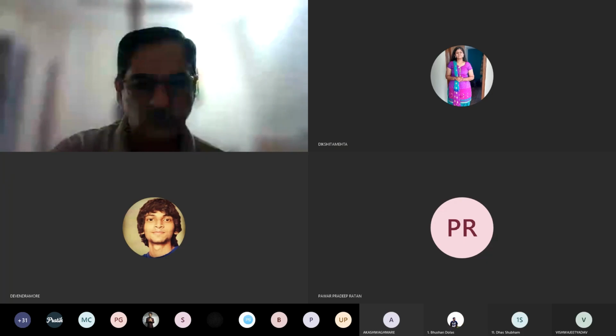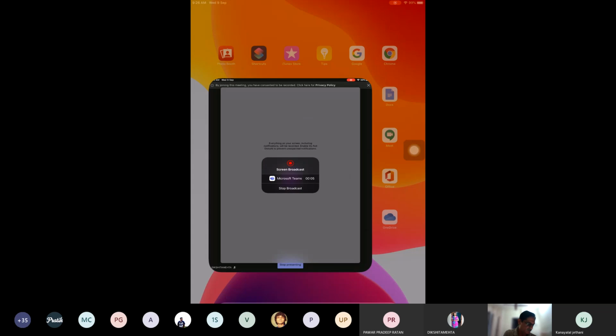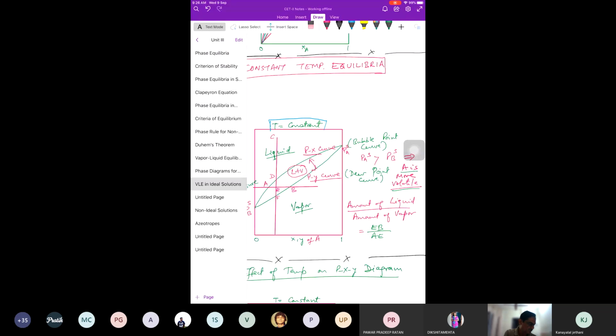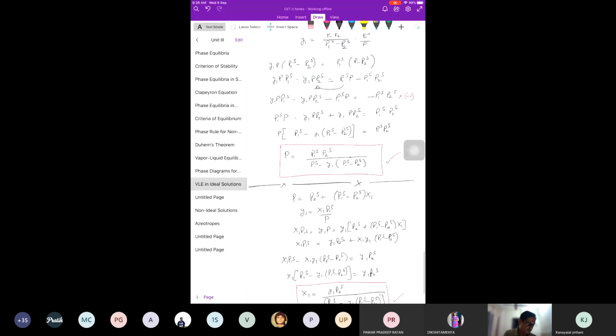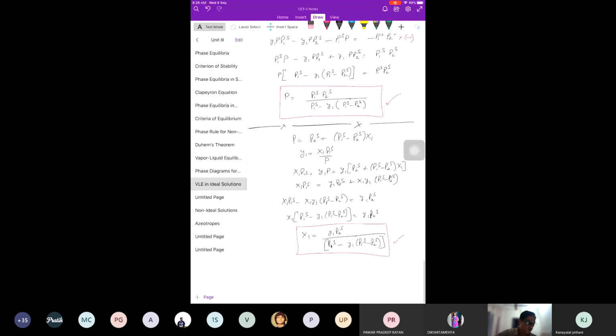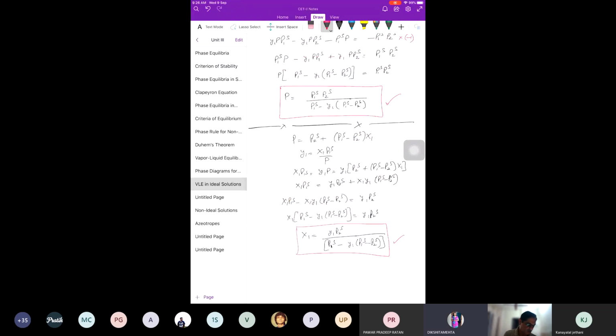समझ में आया लोगों को? कितने लोग को नहीं समझ में आया? Sir, there will be 3 variables. There are not three, there are only one variable. There is only one variable in one equation.